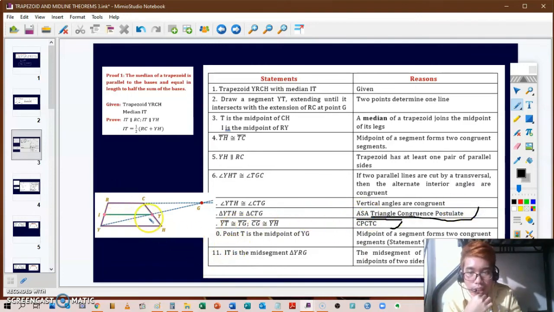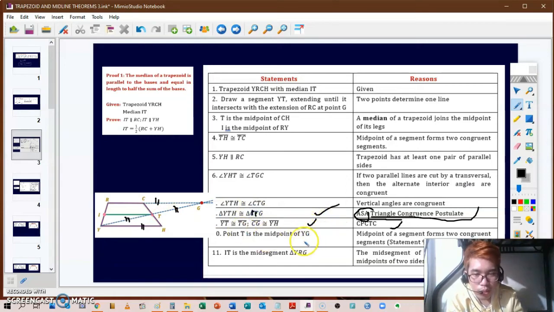So after using the ASA triangle congruence postulate, we can say that YT is congruent to TG, and CG is congruent to YH because of course, CPCTC, or corresponding parts of congruent triangles are congruent, since we've already established that the two angles there and its included side are congruent. Okay, for triangles YTH and TCG. So there you go.